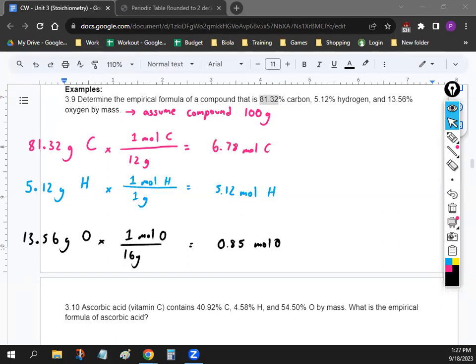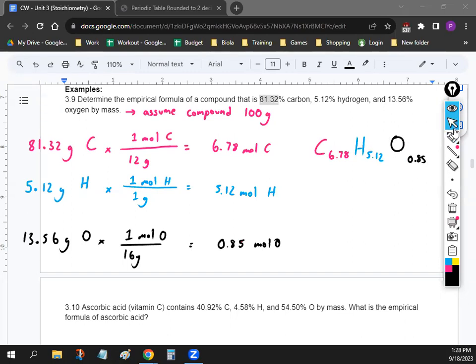All right, so basically you just need to divide by the molar mass and that'll turn grams to moles. Okay. All right, so you get these values for the moles. Now what we're gonna do is we're gonna write a chemical formula using these values for moles. So we're gonna write that this compound right here is going to be 6.78 moles of carbon. We're gonna write that it is 5.12 moles of hydrogen. And then it's going to be 0.85 moles of oxygen.